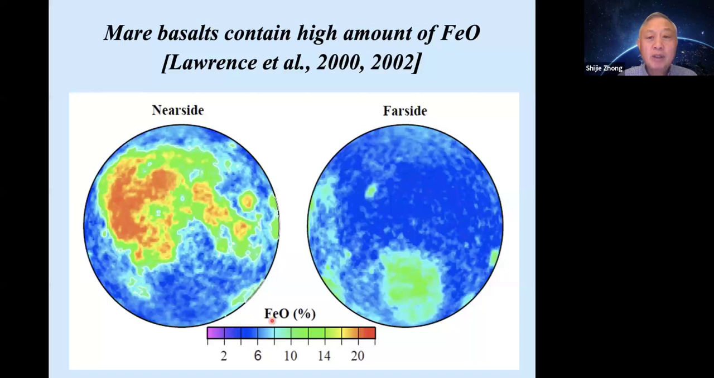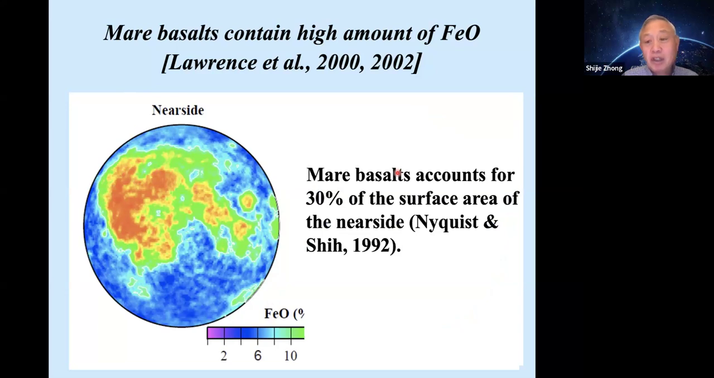It turns out that the mare basalts show some distinct chemistry. What you see here is remote sensing results showing a very high concentration of FeO, iron oxide. As you can see, where you have mare basalt, if you remember that picture I showed you earlier, that dark stuff, you see this high concentration of FeO. But for the far side, you don't really see much. It turns out that the mare accounts for about 30% of the surface of the near side of the moon.